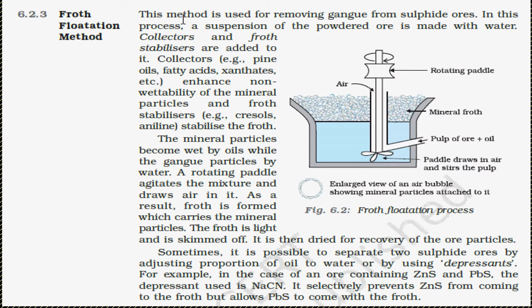Froth flotation method. This method is used for removing gangue from sulfide ores. So this froth flotation method is used for sulfide ores. In this process, a suspension of powdered ore is made with water. So you can see and remember that powdered ore is added to water. Further, collectors and froth stabilizers are also added to it.